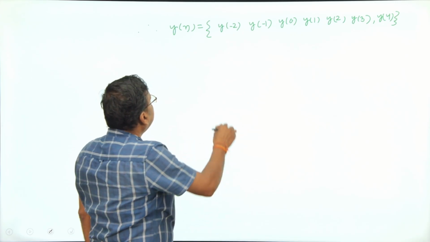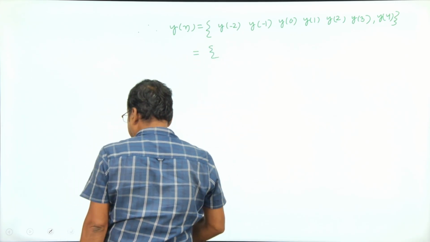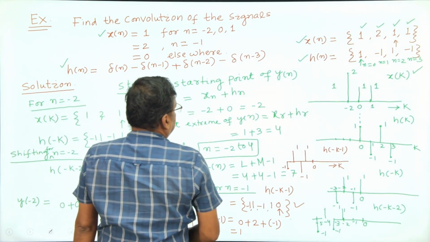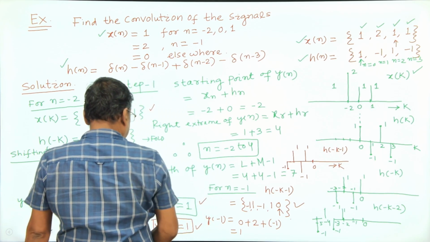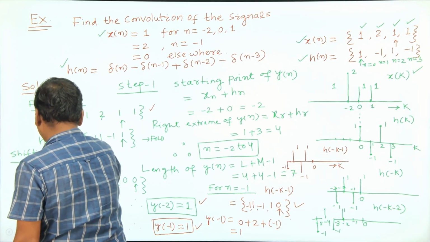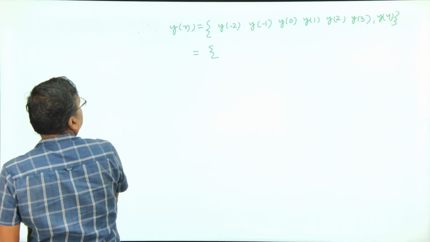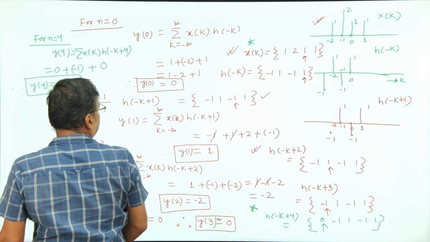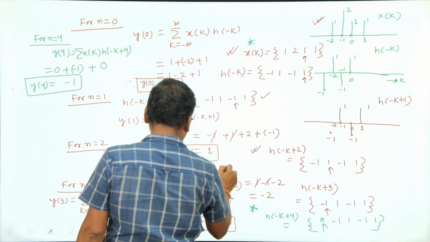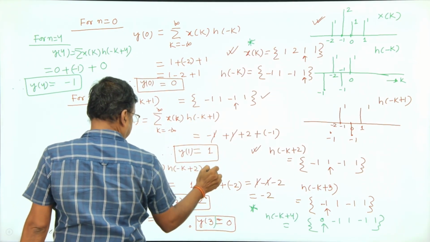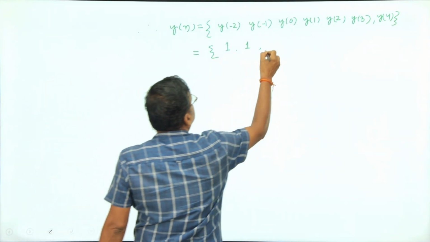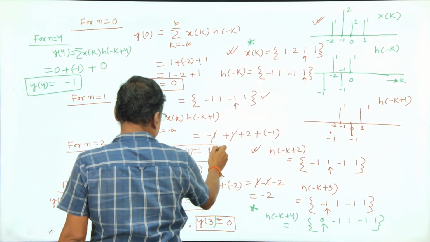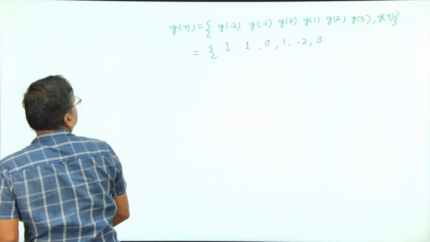From -2 to 4, whatever we have got, y of -2 is how much here? For n equal to -2, that is 1. Then y of 0 is 0, then 1, then -2, then 0, then 0, and y of 4 is equal to -1.